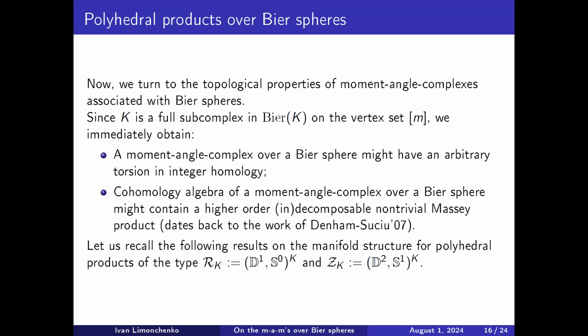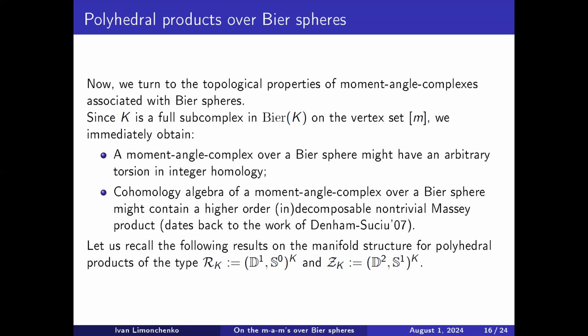And I want to mention that actually, probably this was the chronologically first application of Bier spheres in the context of toric topology, and it belongs to Alexander and Graham in 2007, a great paper about monomial ideals and Massey products, where they used it to show that there is a moment angle manifold having an indecomposable non-trivial triple Massey product in cohomology.